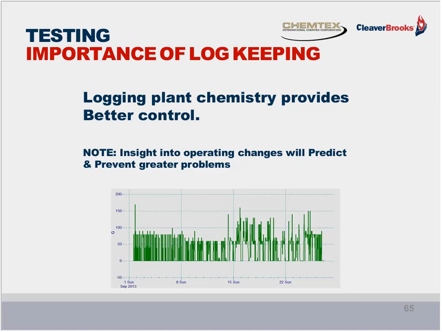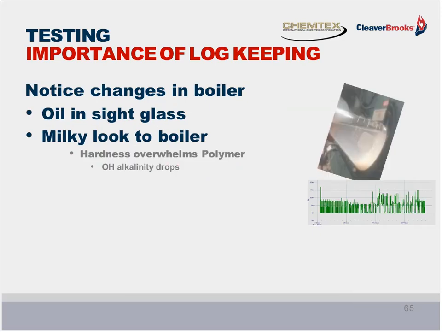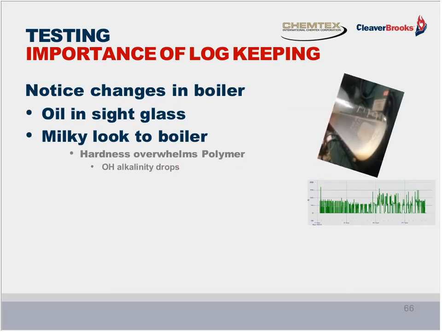The new testing capabilities gives us the opportunity to trend information as well. It gives us insight into operating changes, which allow us to predict and prevent greater problems. In this particular case, on September 14th, the average makeup going into this boiler went from someplace around 60 gallons an hour to well over 100 gallons an hour all the time. What happened? Again, notice the importance of log keeping.